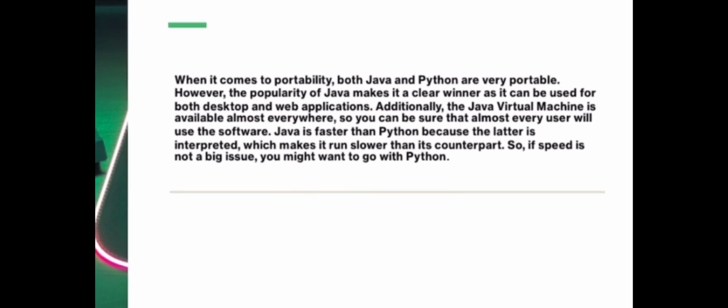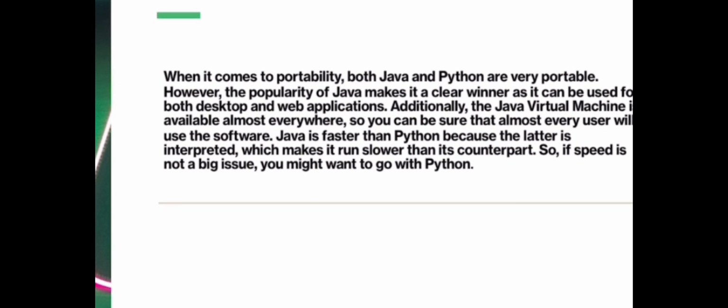When it comes to portability, both Java and Python are very portable. However, the popularity of Java makes it a clear winner, as it can be used for both desktop and web applications. Additionally, the Java virtual machine is available almost everywhere, so you can be sure that almost every user will be able to use the software. Java is faster than Python because the latter is interpreted, which makes it run slower than its counterpart. So, if speed is not a big issue, you might want to go with Python.